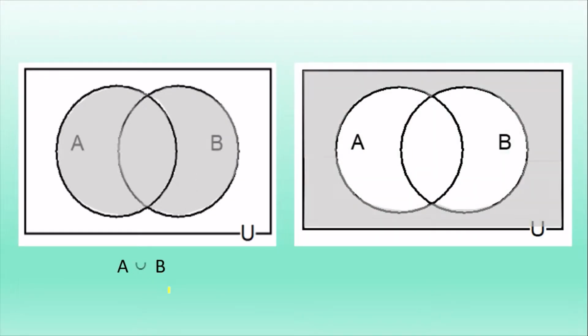Next, how about this one? Ito naman, kung makikita ninyo, yung nasa labas lang nito, yung na-shade. So what do you think is the operation performed here? So una, kailangan kunin natin ito, which is the union of A and B. And then para makuha itong shaded region, kailangan natin kunin yung complement nito. So it is just the complement of this. So meaning we have A union B complement.